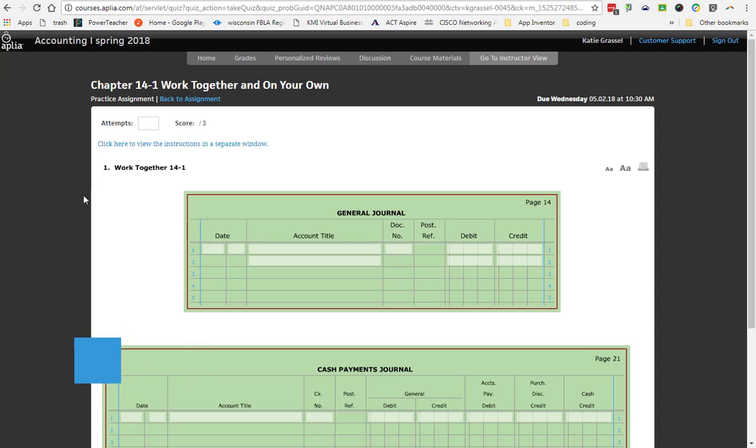All right, ladies and gentlemen, we are taking a look at Chapter 14.